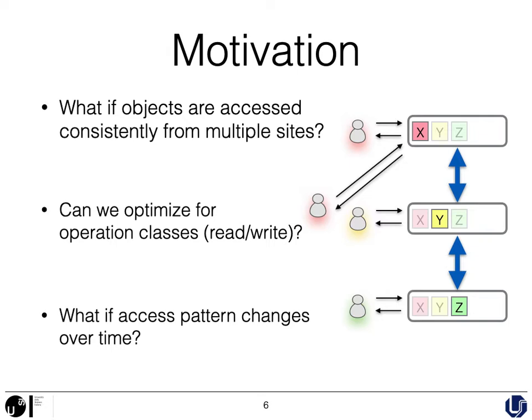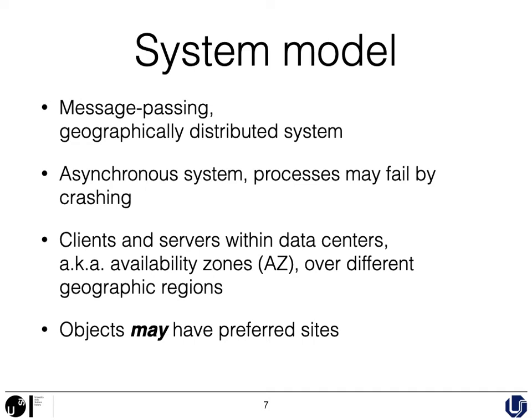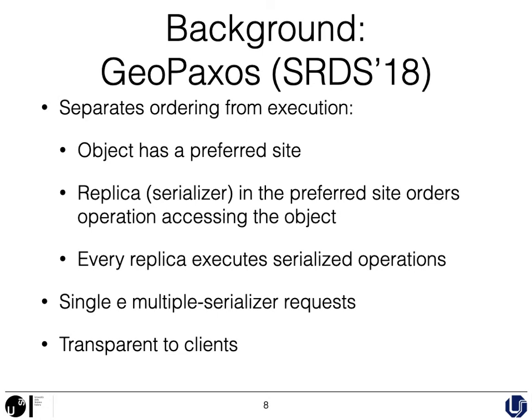These are the questions that we try to answer with GeoPaxos Plus, but before I present it, I'll just go through the system model. We consider a message passing, geographically distributed system, a synchronous system where processes may only fail by crashing. We have no Byzantine behavior here. Clients or servers are located inside data centers, also known as availability zones, and these data centers are distributed over different geographic regions. An object may have preferred sites. These are the assumptions about the system model.